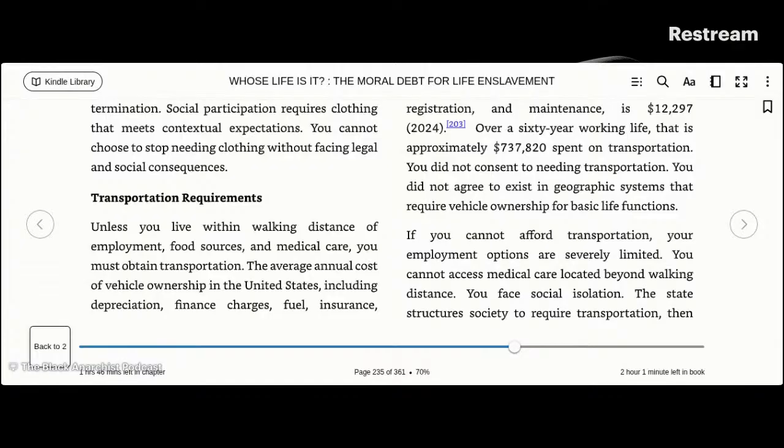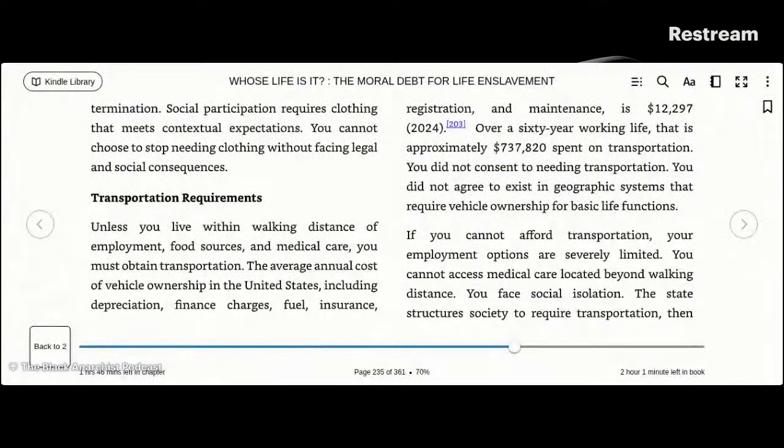Transportation costs. Unless you live within walking distance of employment, food sources, and medical care, you must obtain transportation. The average annual cost of vehicle ownership in the United States, including depreciation, financial costs, fuel, insurance, registration, and maintenance, is $12,297. Over a 60-year working life, that is approximately $737,820 spent on transportation. You did not consent to needing transportation.